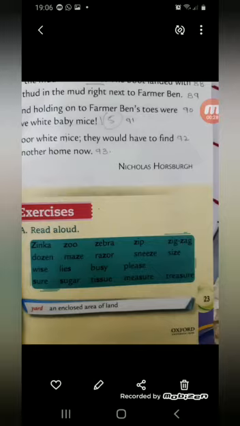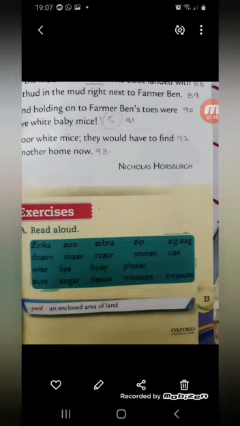The first word is Zinka. You know, Zinka is the female dog of Farmer Ben. Acha ji, Zinka. The second word is zoo. Z-O-O, zoo. Zebra. Zip. Zigzag. In this exercise, you will get the sound of Z. Z. Zinka, zoo, zebra, zip, and zigzag.